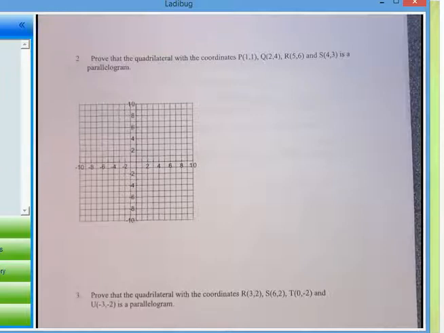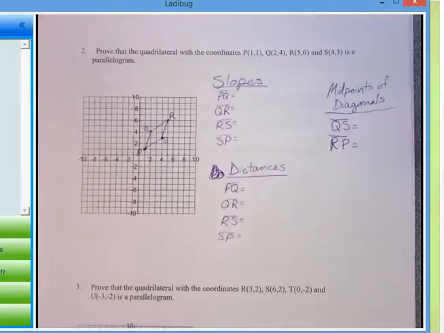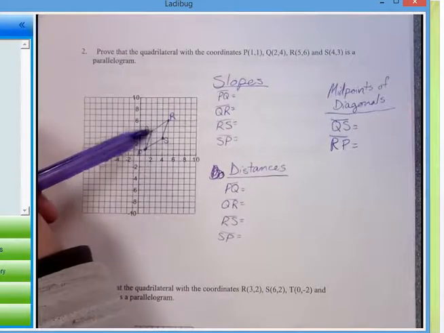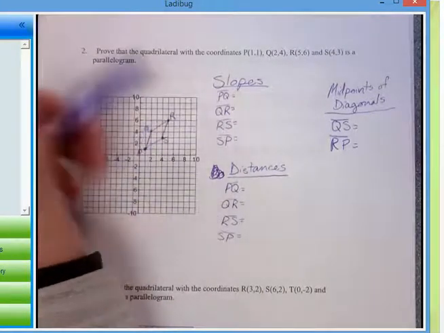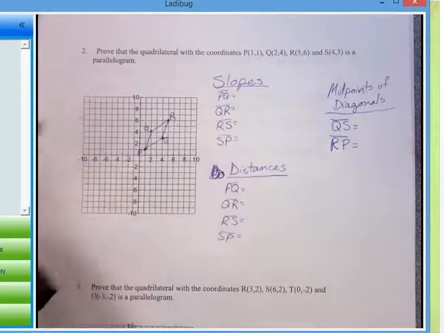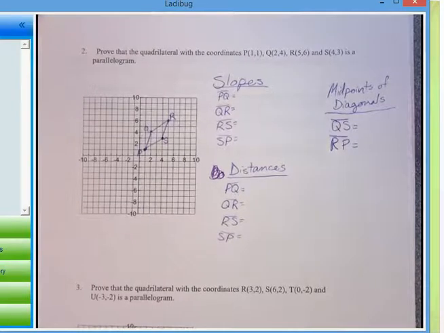Alright, for number 2, so we're on page 7. I want you to go ahead and plot the shape, plot the quadrilateral, and then find the slopes, the distances, and the midpoints of the diagonals. Alright, if you're being lazy, stop. Go ahead and find the slopes and the distances. Remember, for the slopes, all you have to do is count. Rise over run. For the distance, you can use Pythagorean theorem. Alright, simplified radical form is what we want for those. But stop your computer right now.